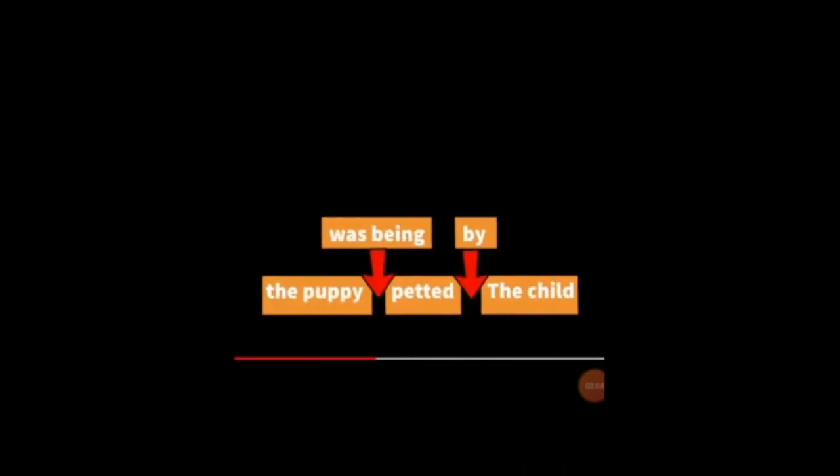So another example, the child patted the puppy. You can see the child is the subject, the puppy is the object, and patted is actually the verb. Now we are going to change this active voice into passive voice by interchanging the subject to object and object to subject. So the puppy was being petted by the child. Here you can see was being and by are the auxiliary verbs which help to create this sentence.